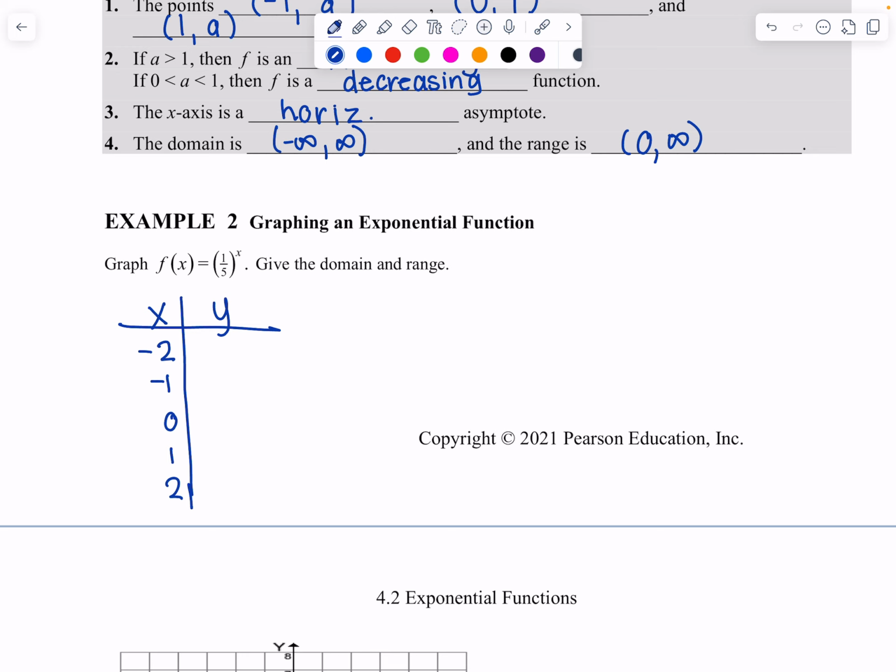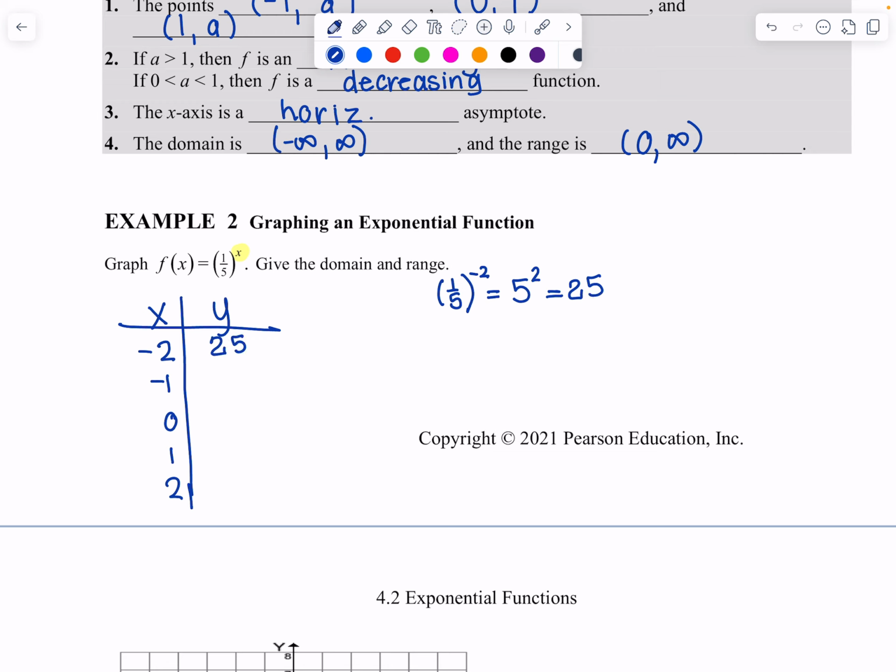Now, look at where you're putting this, because this is your x. Your x is your exponent. So as you're trying to calculate this, you're saying 1/5 raised to the -2. Remember I talked about negative exponents. You flip it to make it positive. So when I flip it, it becomes 5, and then my exponent becomes positive, which gives me 25. Okay?